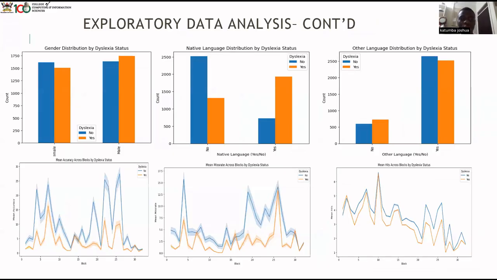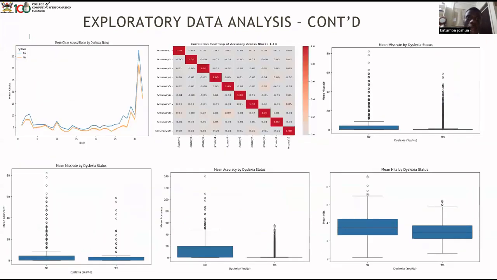Afterwards, we also looked at gender distribution. We looked at native language distribution by dyslexia status, and also the other language distribution. Then we proceeded to look at the mean accuracy across blocks, the mean miss rates across blocks, and also the mean hits across blocks by dyslexia status. After that, we looked at a correlation heat map, which was showing the accuracy across the blocks. Then we also looked at more box plots. We talk about the miss rate, the mean accuracy, and the mean hits by dyslexia status.